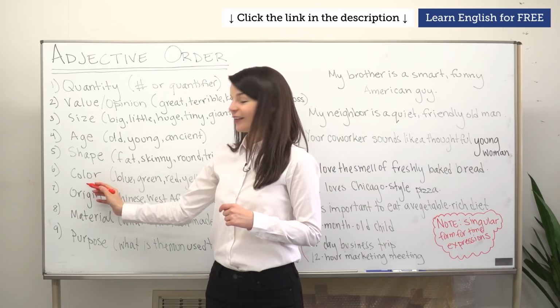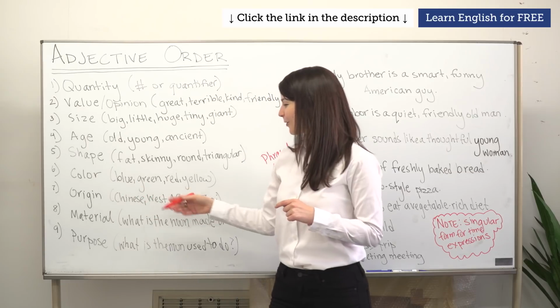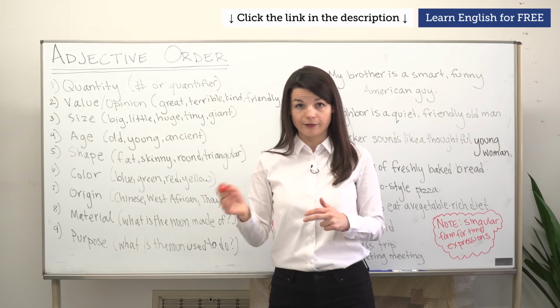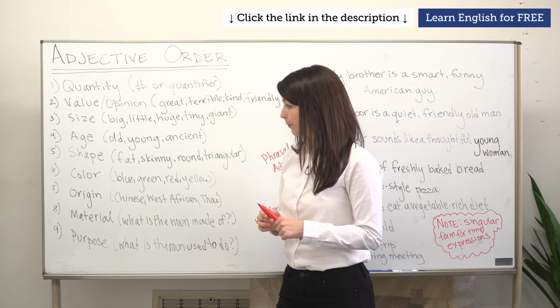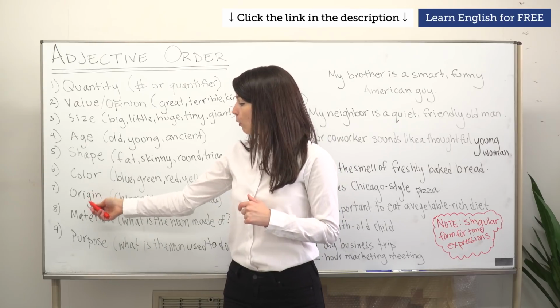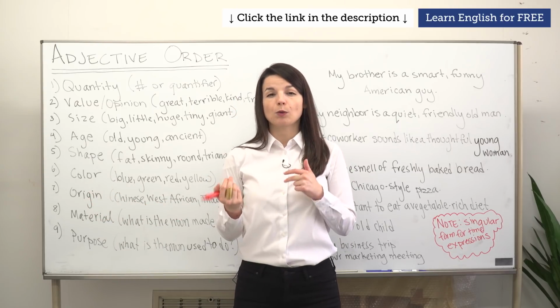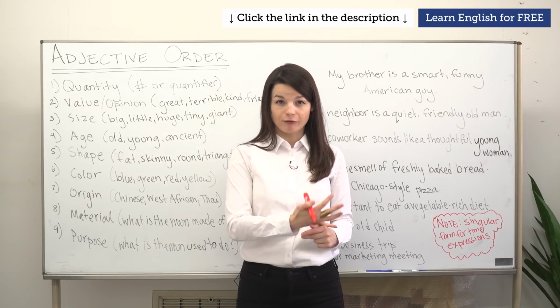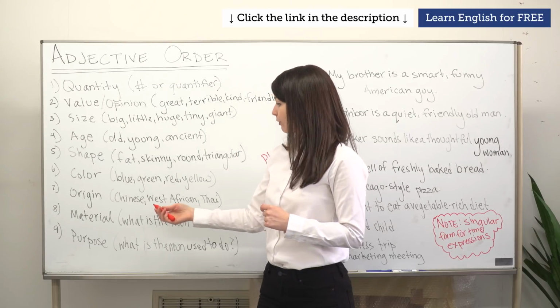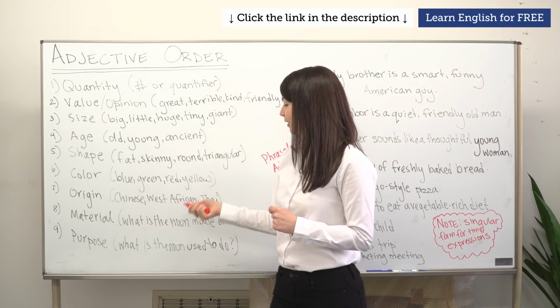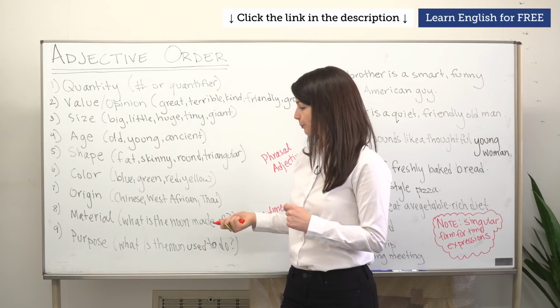Color is pretty clear, I think. So color, for example, blue, green, red, or yellow. The color of the item you are describing is next. The next category is origin. Origin here means where did the noun come from? Where is it from? So for example, Chinese or West African or Thai.